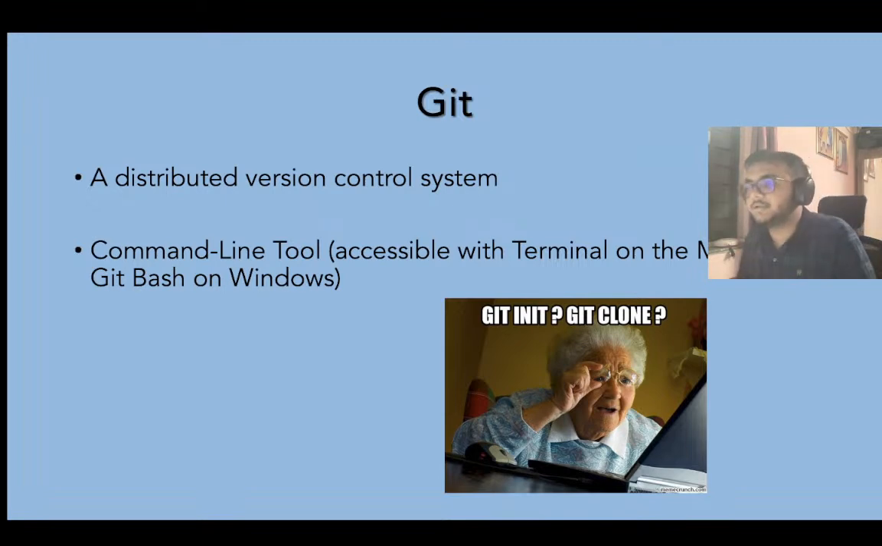Git is a distributed version control system. It's a type of version control system that people use. And no, it's not the same as GitHub. It is something that is being used in GitHub. If you are new to programming, you might be wondering what Git init and Git clone are. We'll get into that, some basic Git commands that are there. It's a command line tool that is accessible with your terminal on the Mac or your Git Bash on Windows.